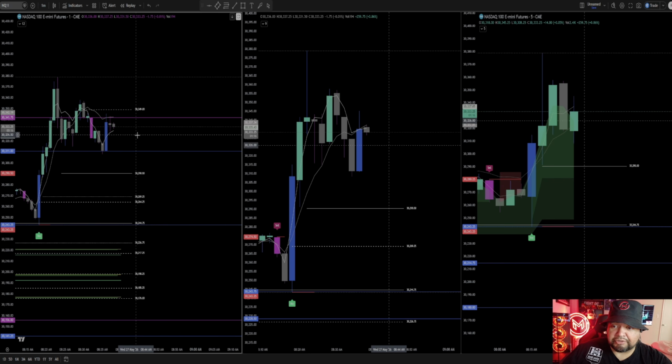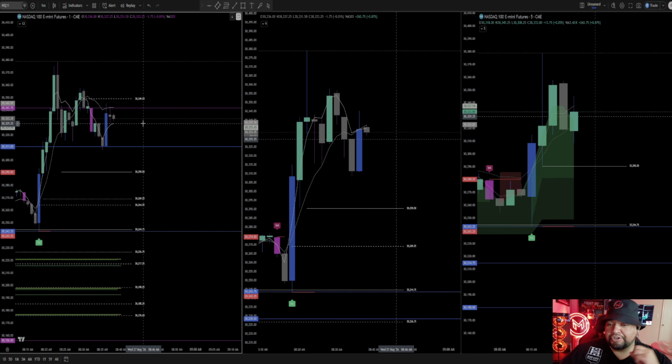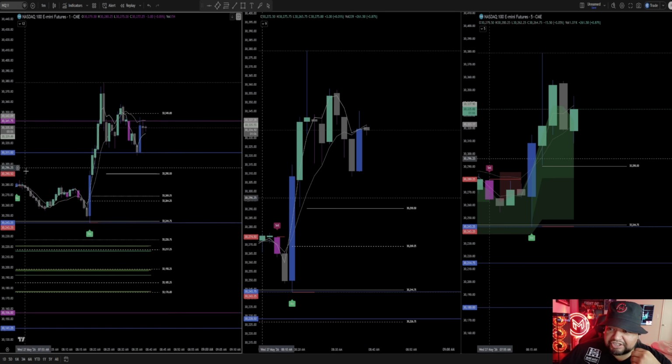You might start seeing another move at 9-ish, right? The closer we get to 9:30, you're going to see a few more spurts of volume come in, and then you're going to see little moves here and there, right? But this could start ranging very soon.